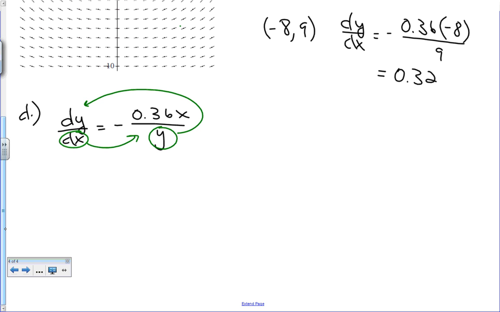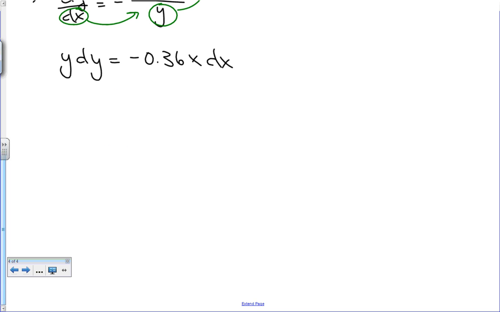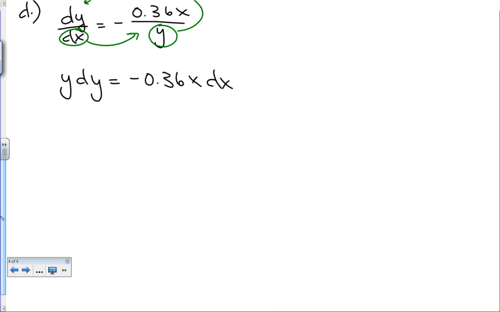So I'll have to multiply by y, so it'll give me y times dy over on the left side. I've got to multiply by dx, so that's a -0.36 x times dx on the right side. And once you've separated your variables, you are all set to integrate this thing.